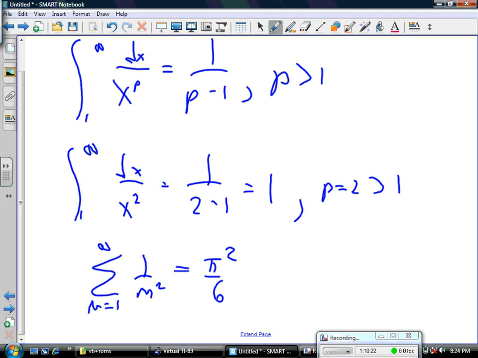Okay, so anyhow, that's the integral test. Any questions on how that works? So now we know geometric series that converge, and we know p-series that converge. We also know geometric series that don't converge, and we also know p-series that don't converge.